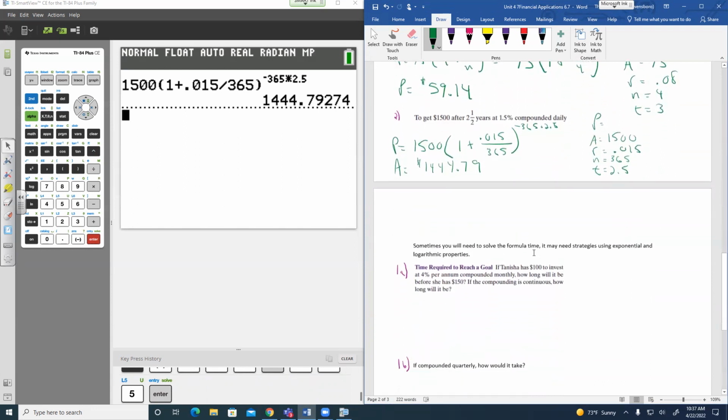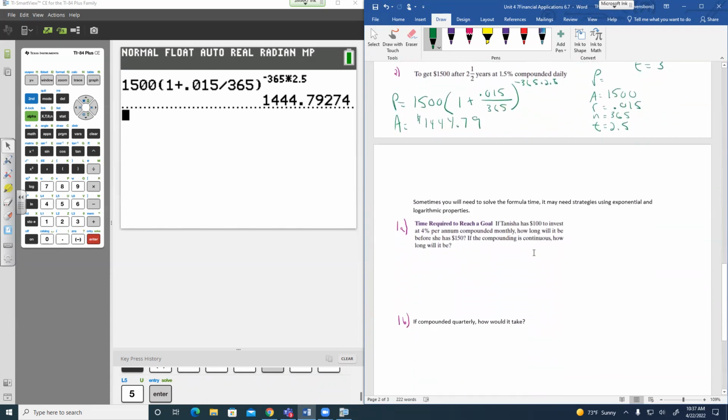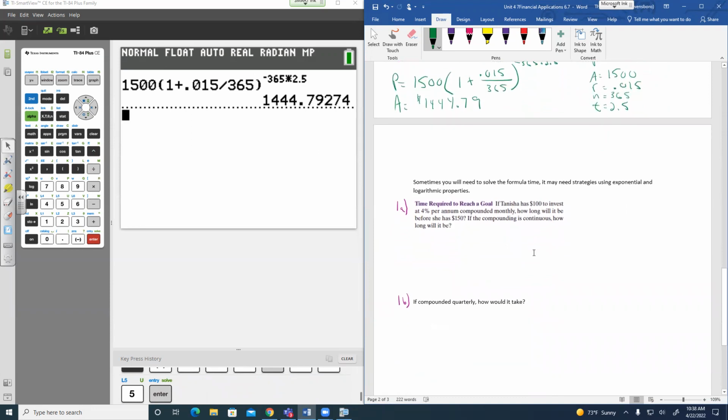So another thing you may come across is some word problems that are not as clear cut of what you need to be using. And let's see what this one says here. So sometimes you may need to solve the formula. It may need strategies using exponential or logarithmic properties. So let's see what this one does here.